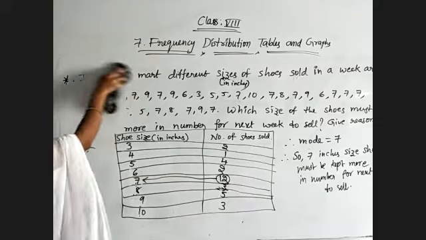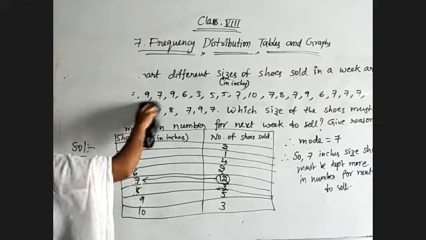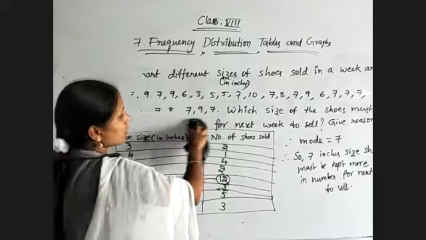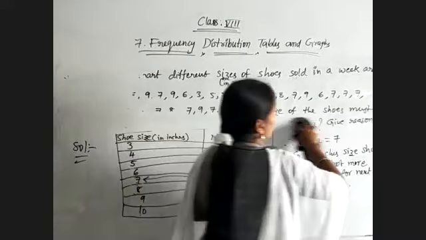So this example is depending on numerical data. Now we will see the example for verbal data. Mode only, okay?